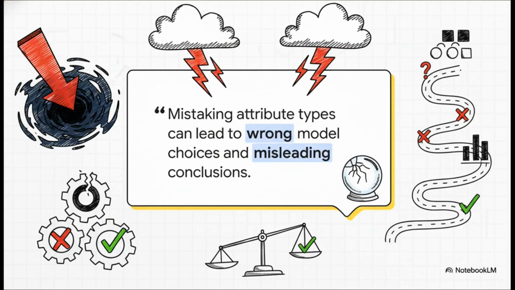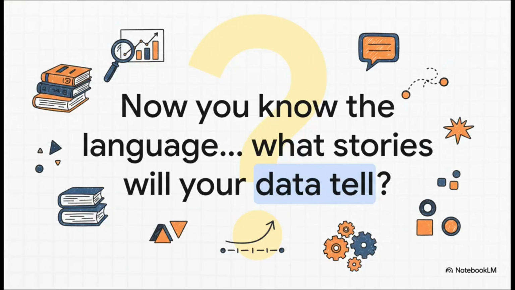And you really can't overstate how important this is. The stakes are super high. As one data scientist put it, getting the attribute type wrong isn't some tiny, insignificant mistake. It can throw your entire analysis off course, leading you to conclusions that are just flat out wrong and totally misleading. But now you have the building blocks.